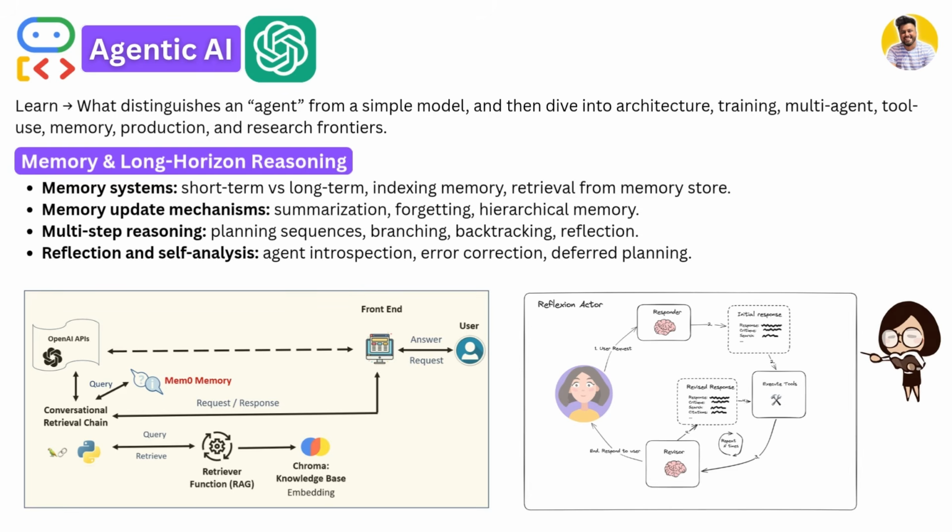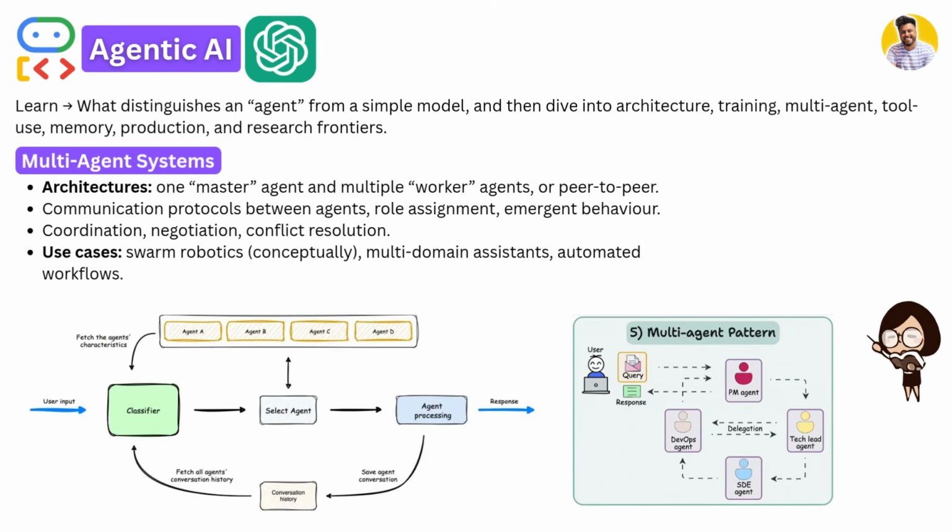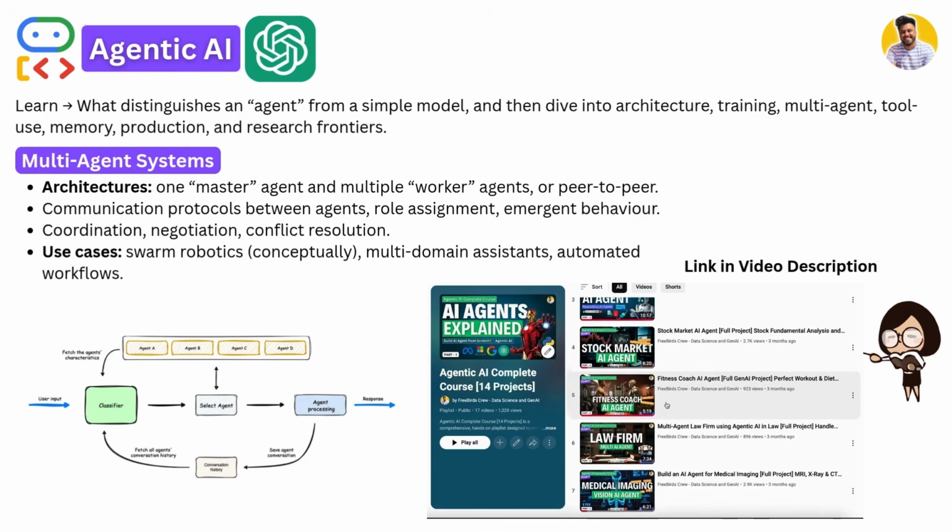Okay, then go towards multi-agent systems, in which you learn about the architectures of one master and multiple worker agents, and how they communicate between those agents. Roles are already assigned, their work is already assigned. A master agent can coordinate between all those agents and also do conflict resolution. They can also learn, adapt, and solve errors as well. So all these things can be done by using a multi-agent system. So learn about that as well, how you can build it on your own.